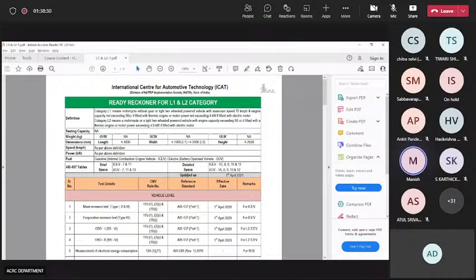There are two divisions in homologation activity. One is part level homologation and the other is vehicle level homologation. If you see this particular slide, there is a vehicle level. What tests are applicable is defined here, and what the standard is is defined here. If I tell them to move to the next slide, I'll start with the part level and then the vehicle level.